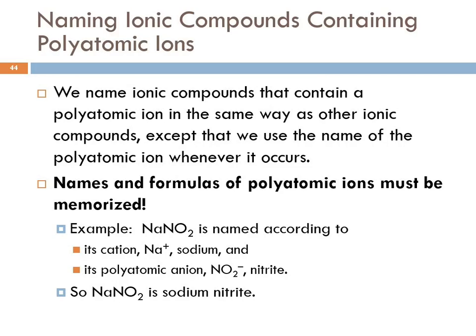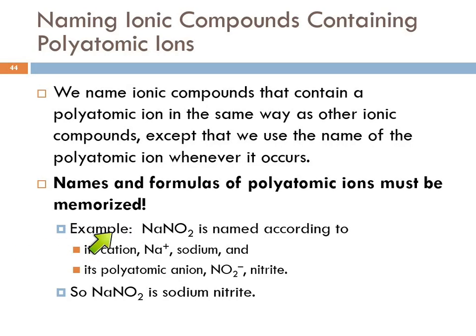Polyatomic ions in an ionic compound. Same pattern here. You name the cation, you name the anion. But now the anion is a little more complicated. It's not just changing the element name, changing the ending to "ide." So names and formulas of polyatomic ions have to be memorized. But see, you're ahead of the game because I already made you memorize those. If you didn't, you better do it now, okay?